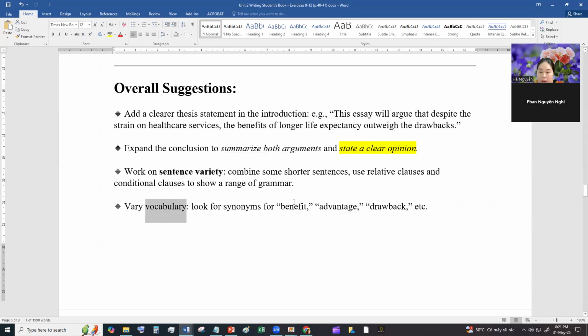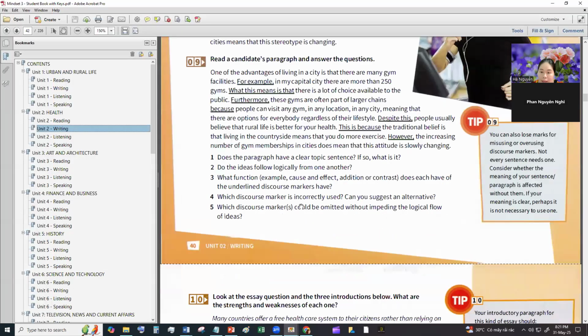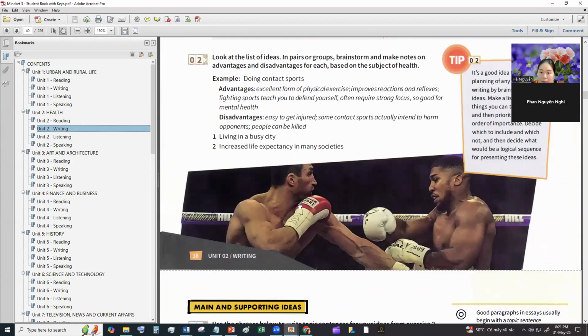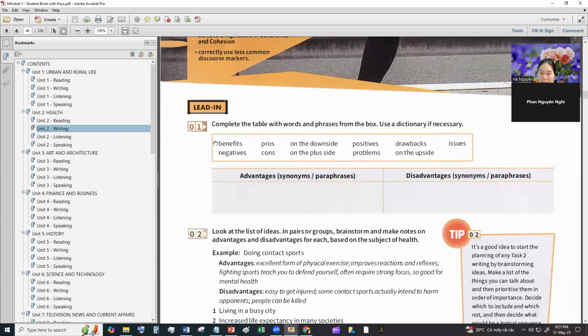So for synonyms of benefit, advantage, drawback, this is what we did last lesson, Unit 2 writing, okay? Yeah, so here they are. Here are, once again, the synonyms to advantages and disadvantages. So advantages, disadvantages themselves, benefits, drawbacks, positives, negatives, on the upside, on the plus side, the downside, and so on.